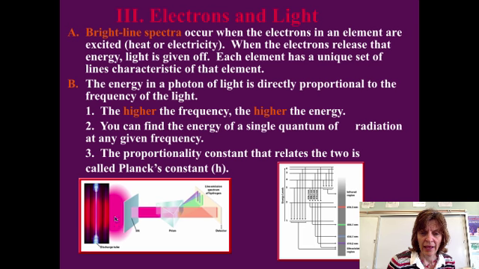It was produced when light went through a slit in a prism, and the light was diffracted to different amounts, and therefore it's showing all the different energies of light that are coming from that element that's been excited. The energy in a photon of light is directly proportional to the frequency of light. So the higher the frequency, which means it's more toward the blue end, the higher the energy. You can find the energy of a single quantum of radiation at any given frequency using Planck's equation that we saw, and that proportionality constant is Planck's constant.